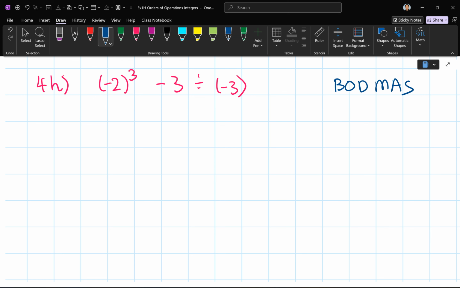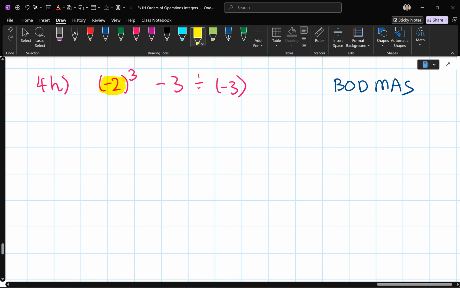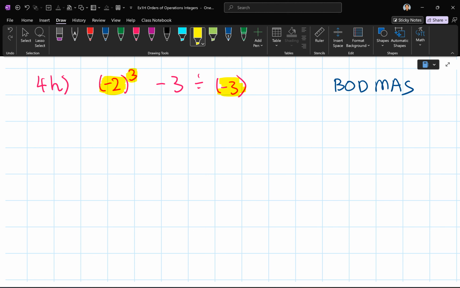Any brackets? Yes, I do. Here's my brackets. Well, technically it's indices. That's a power. And here's my brackets. Okay, so it looks like I have to do the brackets first. This one actually is an indices, not just a bracket. But if it helps you, we'll just rewrite that as.